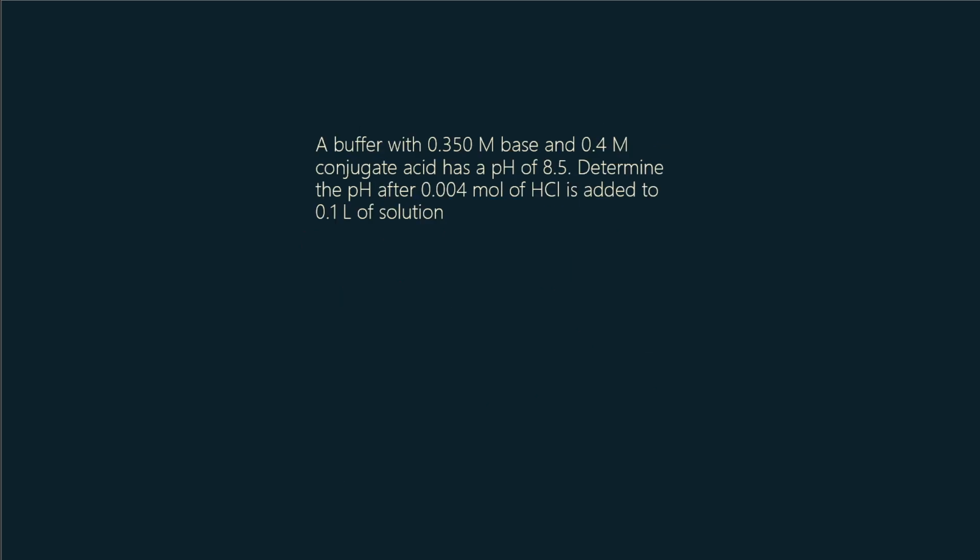Let's do another problem. A buffer with 0.35 molar base and 0.4 molar conjugate acid has a pH of 8.5. Determine the pH after 0.004 moles of HCl is added to 0.1 liters of solution. First, we identify our weak acid and base. We write out its dissociation equation, and we have HCl, which is a strong acid. We know acids interact with bases, so we'll add that HCl on the right side of the equation.